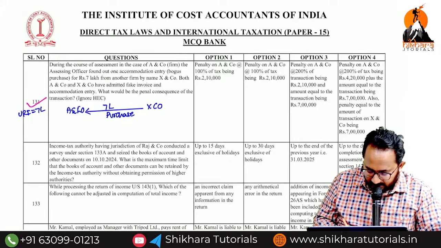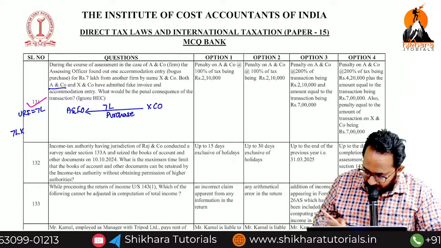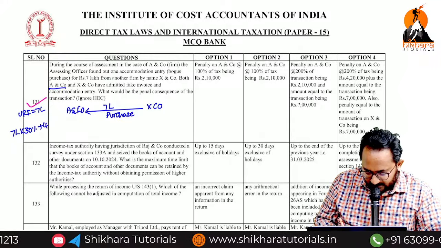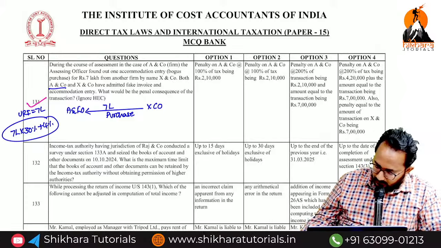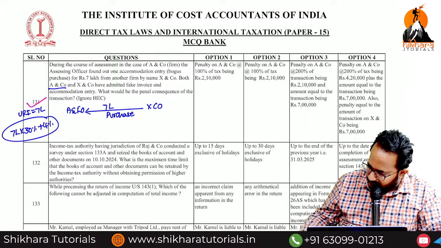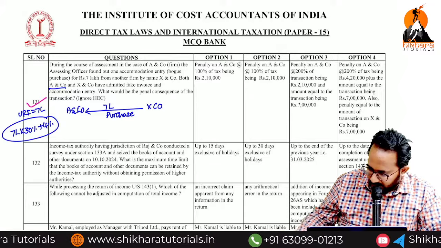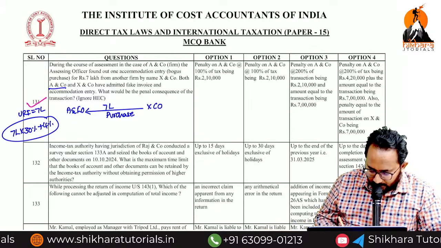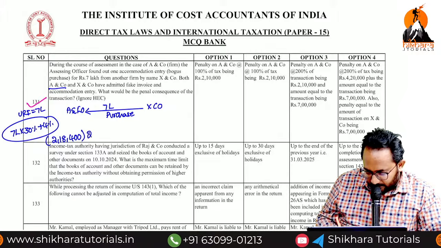What is our tax? 7 lakh into 30% plus 4% health and education cess, for A and Co, a partnership firm, not a limited company. How much? 2,18,400. Yes, it is a misreporting case.